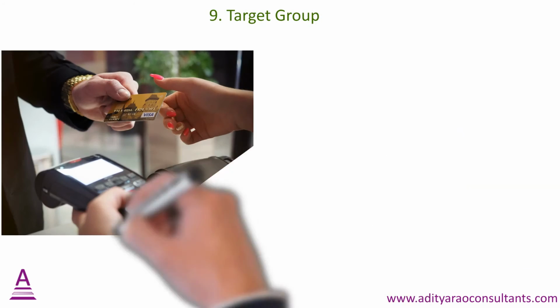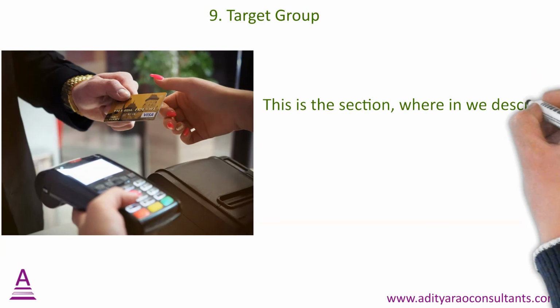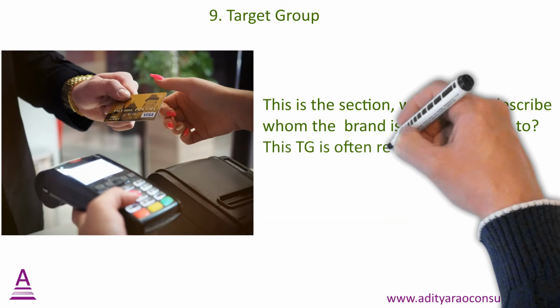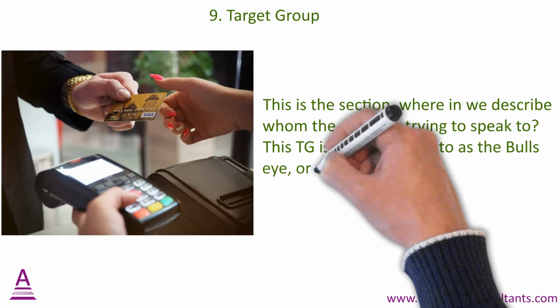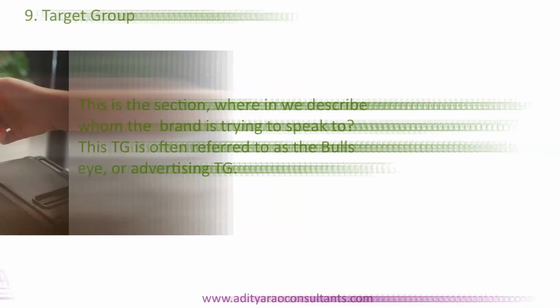The section on target group follows. It is necessary to mention or describe the respondent to whom the brand is trying to speak to. This is called the bullseye TG or the advertising TG. We would need to describe in slight detail as to who is the respondent and where does he or she come from. This is as the agency will recruit respondents basis the mentioned TG for the research exercise to seek answers to the questions raised.